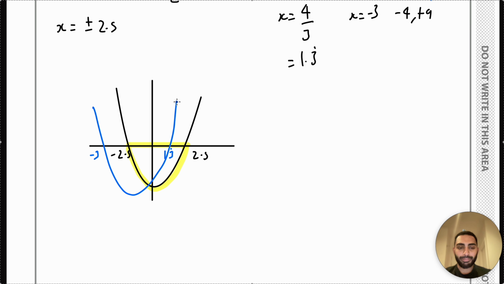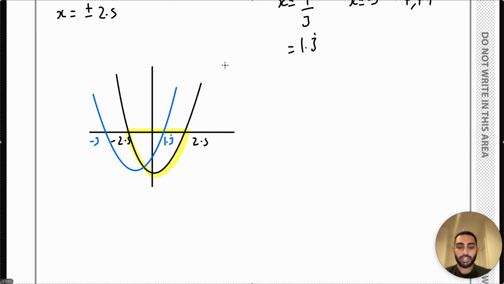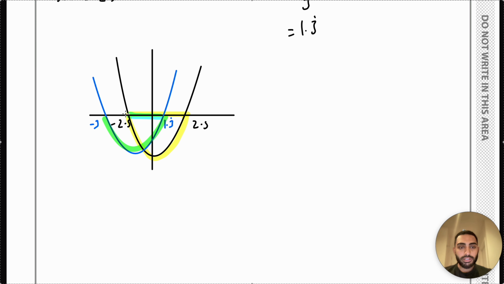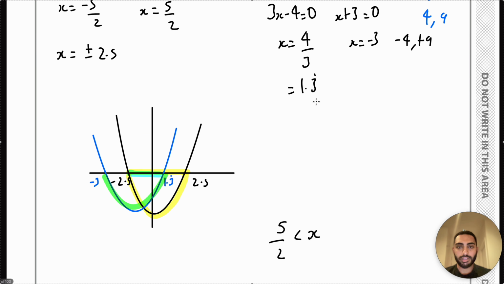We'll draw that line. And same again, we're looking for where it's below the x-axis. So let's just highlight that bit. It's below the x-axis between -3 and less than 1.3 recurring. But the places that they're both under the x-axis is this area here, between -2.5 and less than 1.3. So that'd be our final answer. So you can see that both inequalities are true when x is greater than -2.5, and that's the same as 5 over 2. And when it's less than 1.3 recurring, and that's the same as 4/3.